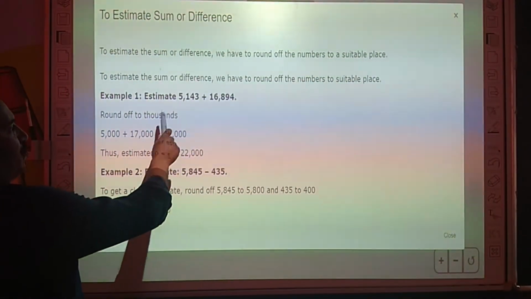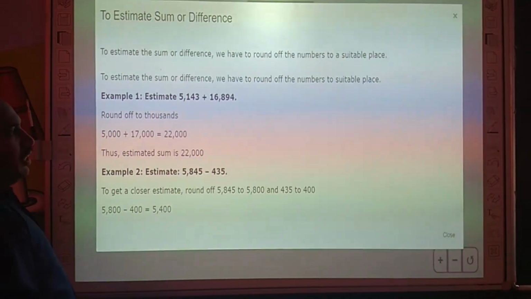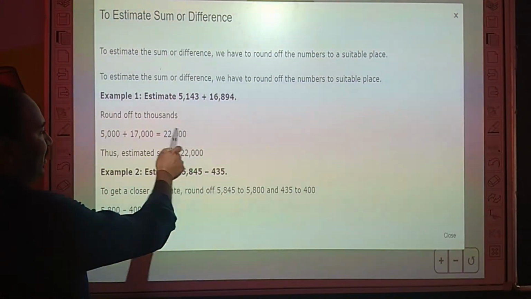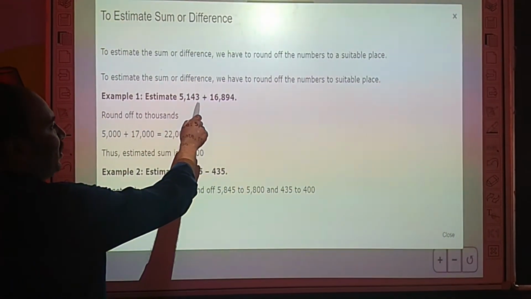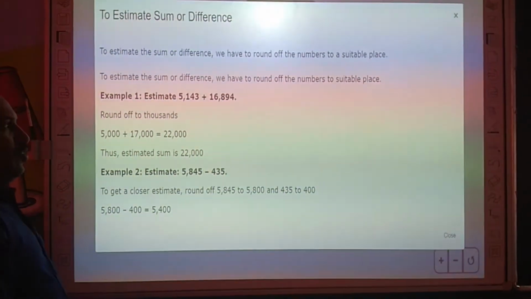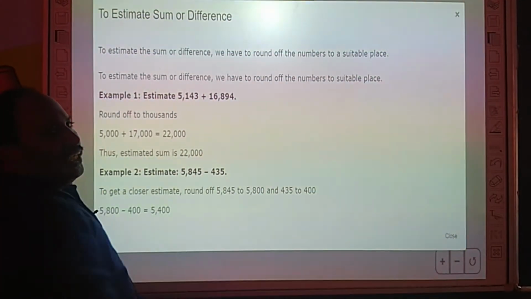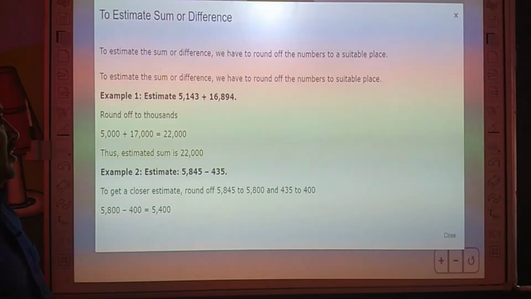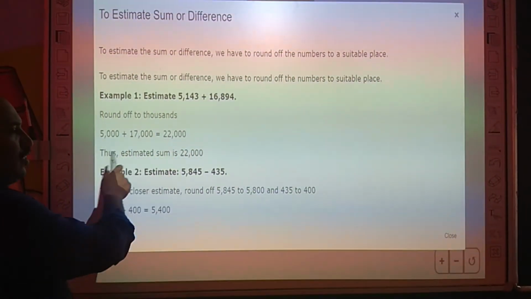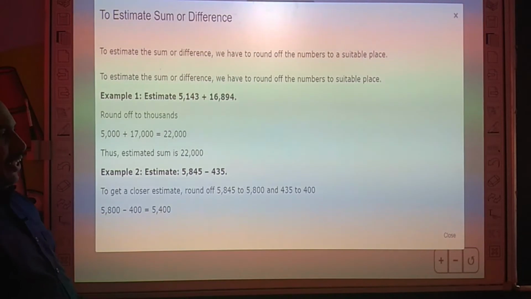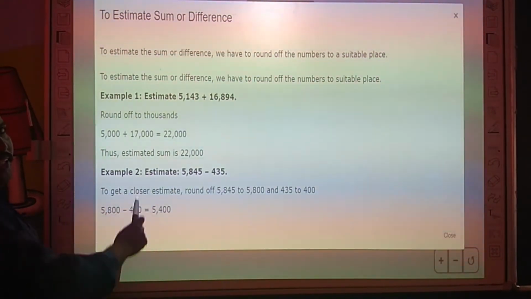We take the nearest thousands. 5,143 to the nearest 1,000 is 5,000. 16,894 to the nearest 1,000 is 17,000. We add the two numbers: 5,000 plus 17,000 is equal to 22,000. It is an estimated sum.